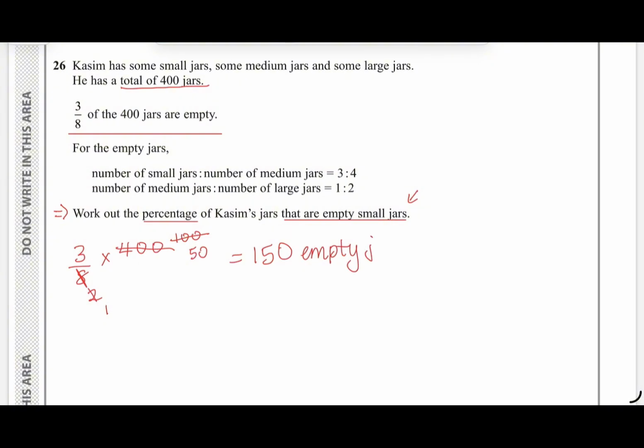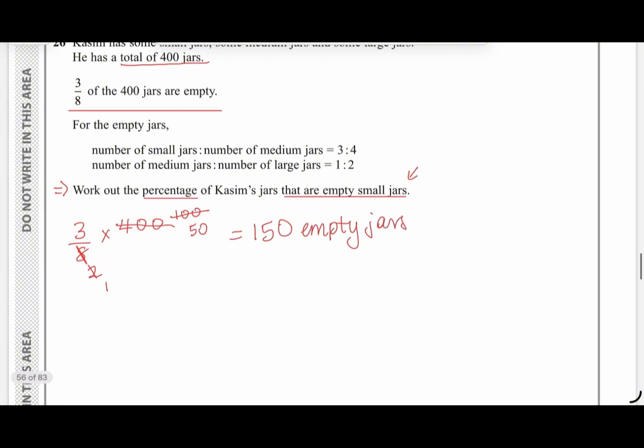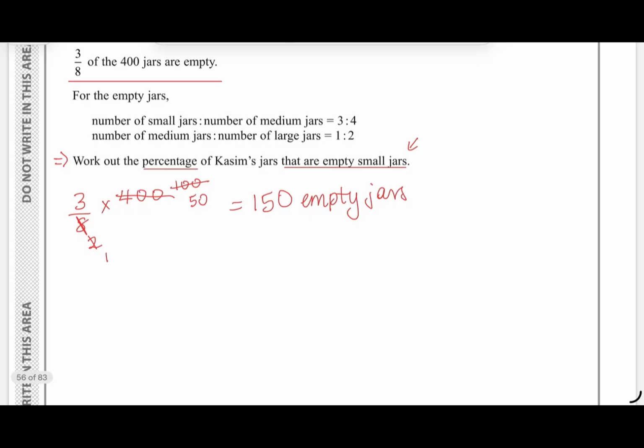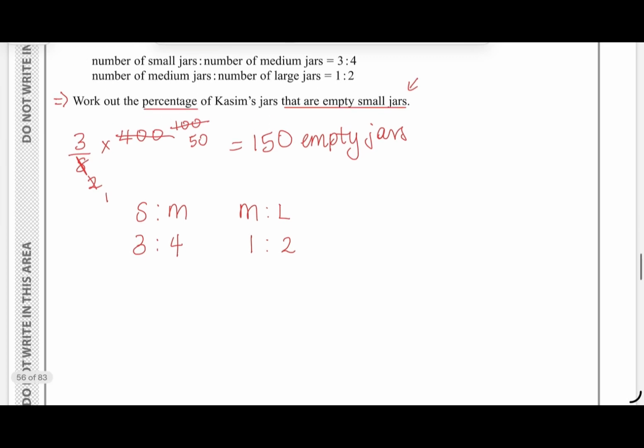So it's told us that the empty jars are in the ratio 3:4 for small jars to medium jars. So if I write S here and write M, that is in the ratio 3:4. And then we know medium jars to large jars are in the ratio 1:2. So you just write M to L is in the ratio 1:2. Right, so the medium jars is the middle ground, but we don't have a ratio connecting all three. We only have two separate ratios.